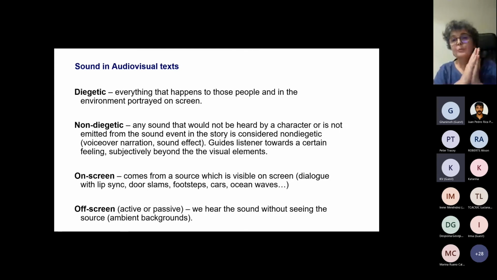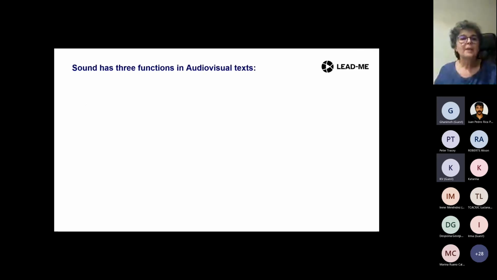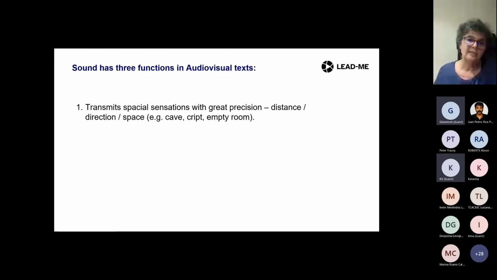Okay, let's move on. So sound has these different functions, can be present in these different ways, but what exactly does sound do then in film? It transmits spatial sensations with great precision. It's interesting that the visual element of distance and direction, and even space, is perceived through hearing, not so much through sight. Distance comes more from how far a sound sounds, rather than how small something may seem to us visually.